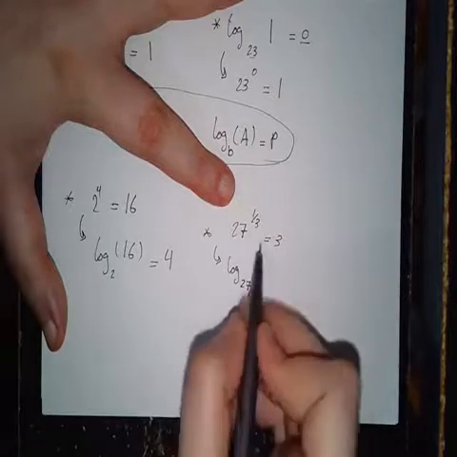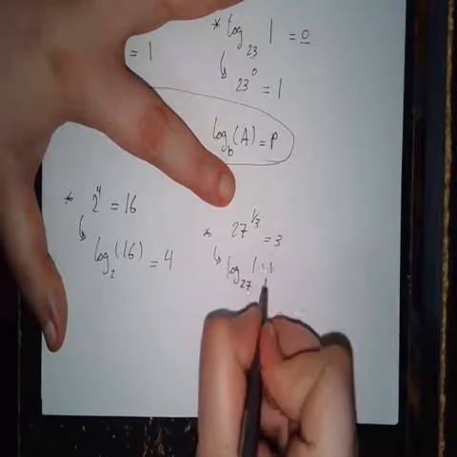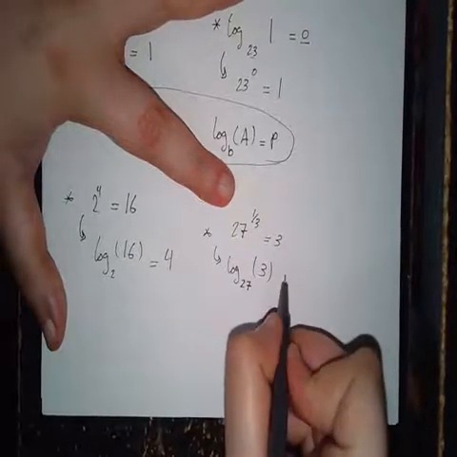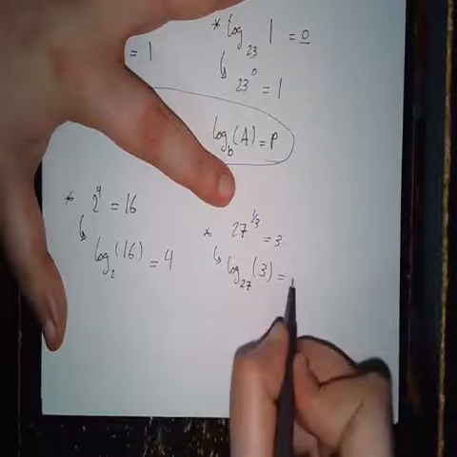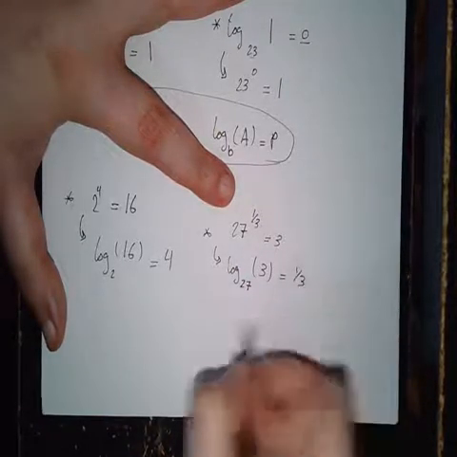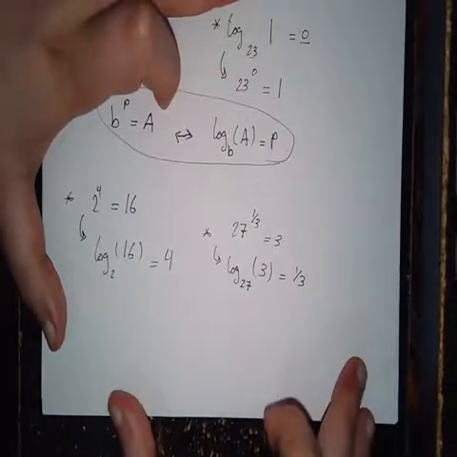Now, the answer of the exponential is going to be inside the log. So it's log of 3 base 27. And the answer of the log itself is going to be the power of the exponential, which equals 1/3. Okay? One more.